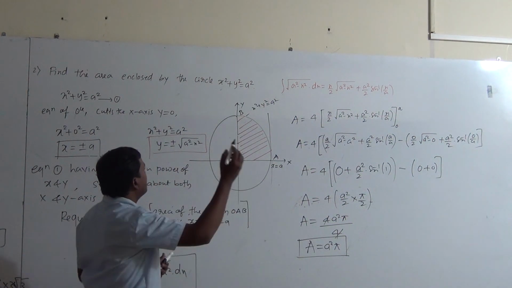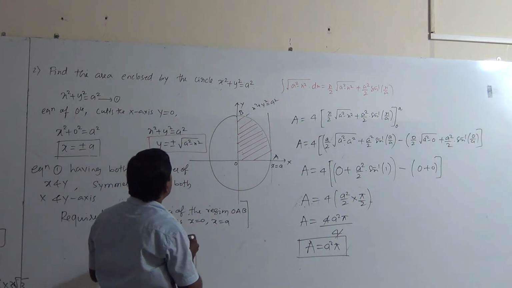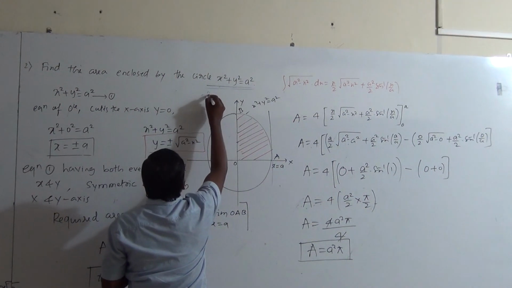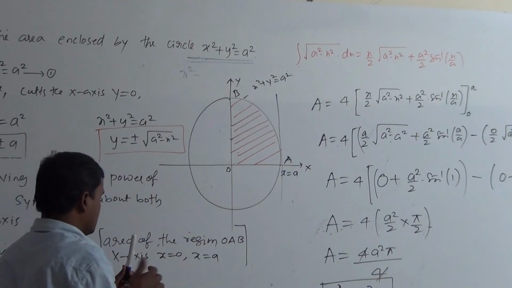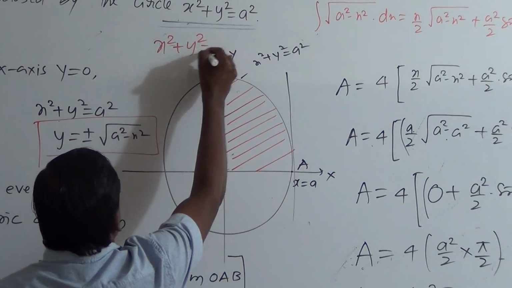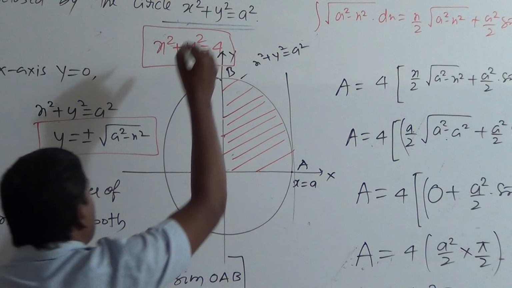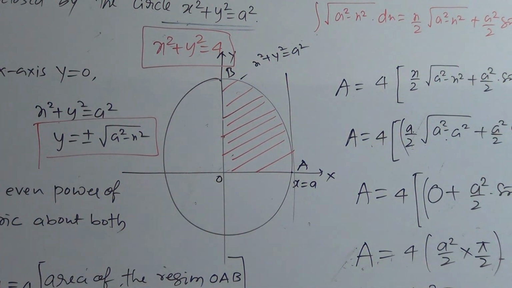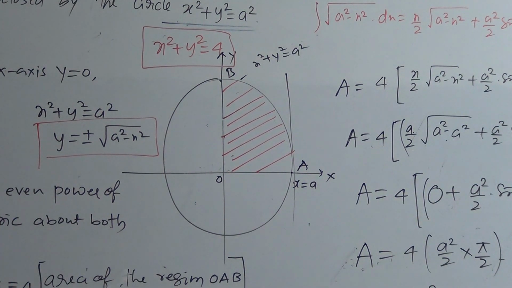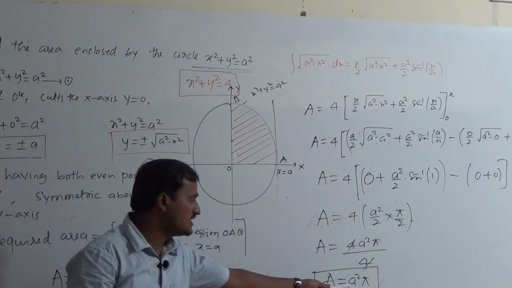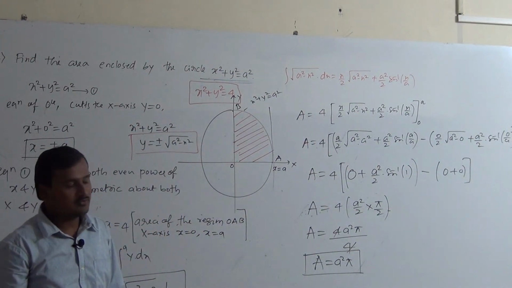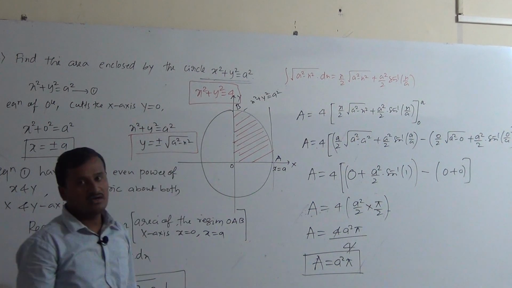Similarly, you have to practice at home. Just find the area of the circle x square plus y square equal to 4. You have to practice this at home. Here in the place of a, it is 2. So what is the required answer? That is a square into pi, meaning 2 square into pi. 2 square means 4, so 4 pi. Therefore the answer is 4 pi, right?